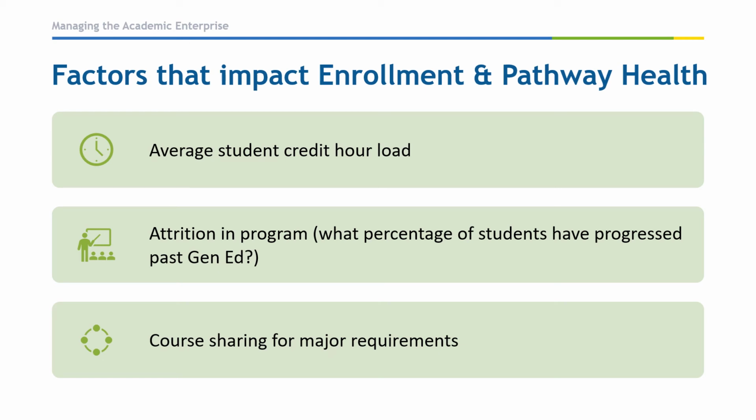We have to look at attrition. We really get worried in enrollment health about the upper level program requirements or major requirements. But if half of the students stop out before they get to the upper level requirements, we need to factor that into the equation. And then clearly we need to look at pathway design, especially course sharing within the pathways.